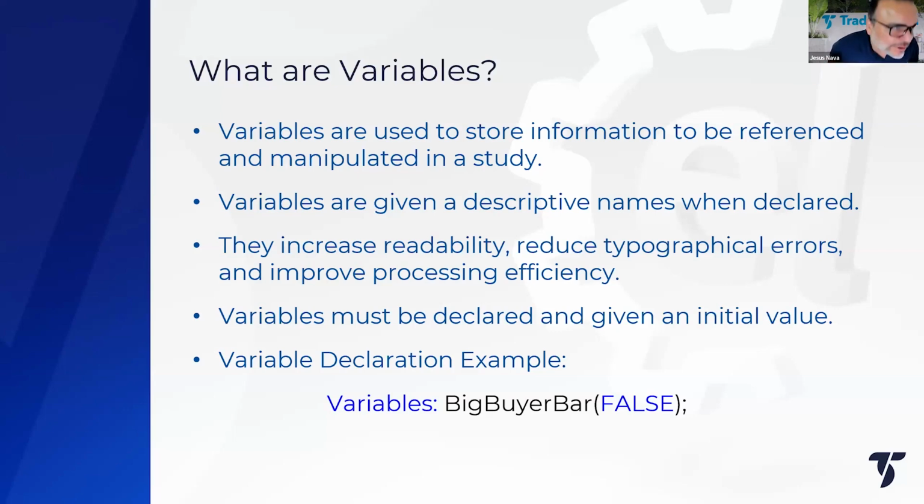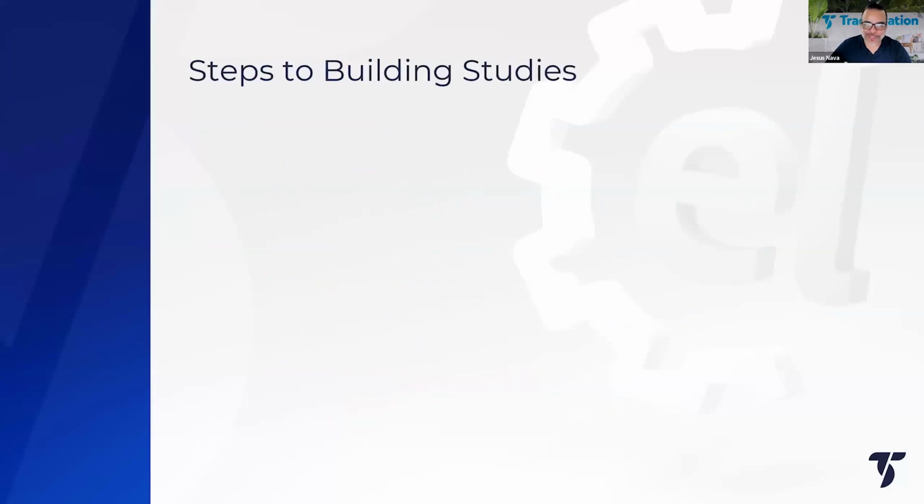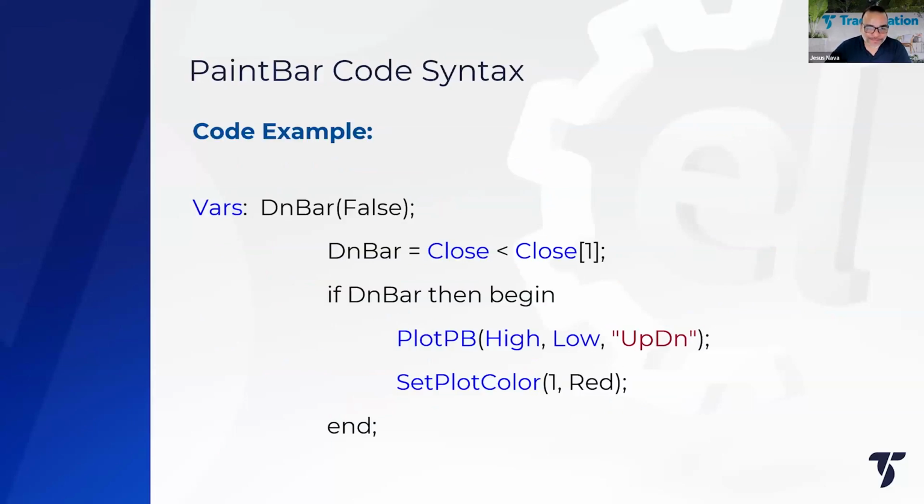Just a little bit on variables in case we go back here to the code and you have some questions about it. Here's an example on a paint bar. The main part that I want to highlight, let me see if you can bring my cursor in here, is this plot PB. For most studies that we create here in class, we have a plot number. Plot 1, it can go up to 99. And most studies that you open up in TradeStation, like RSI or a moving average, they're going to use a plot number.